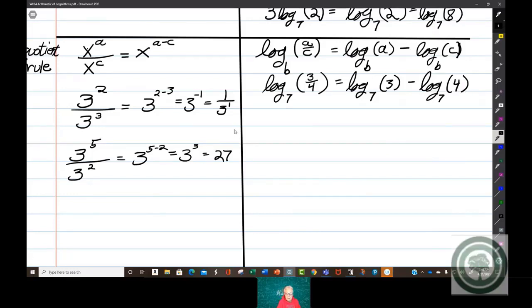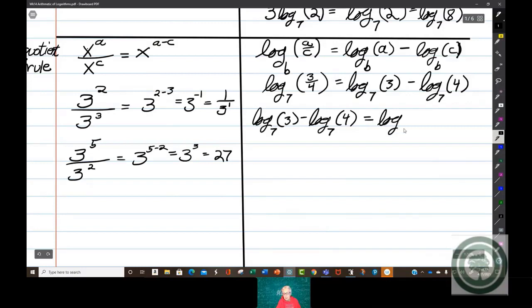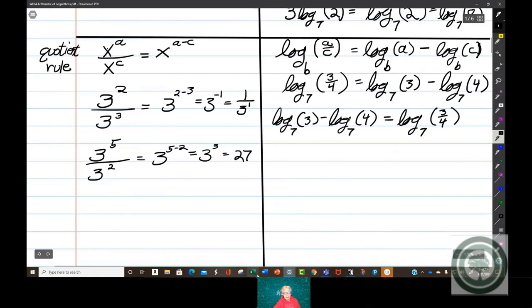Or going back the other way, if you have log base 7 of 3 minus log base 7 of 4, well, you could condense those, you could smush them into being log base 7 of 3/4. Okay, these are the three basic rules you're going to be working with.